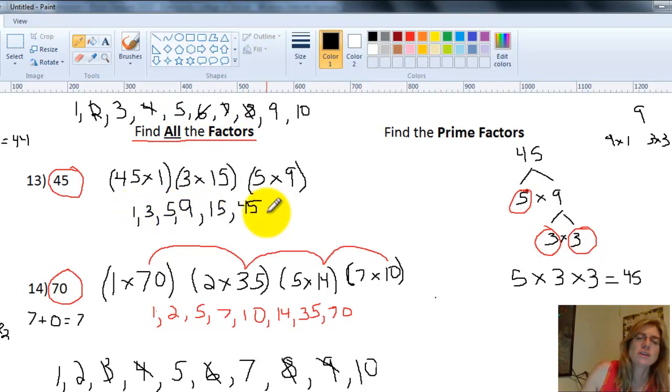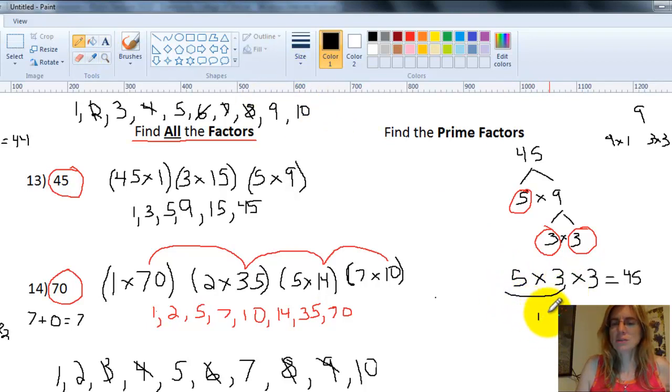And all the factors are not all prime numbers. They have the prime numbers in them. 3 and 5 are prime numbers. 1 is neither prime nor composite. But there's also this, 9 is composite, 15 is composite, 45 is composite. So these are all the factors. These are just prime factors. And you can double check that. Multiply it back. 5 times 3 is 15 times 3 equals 45. And we just did that up here.